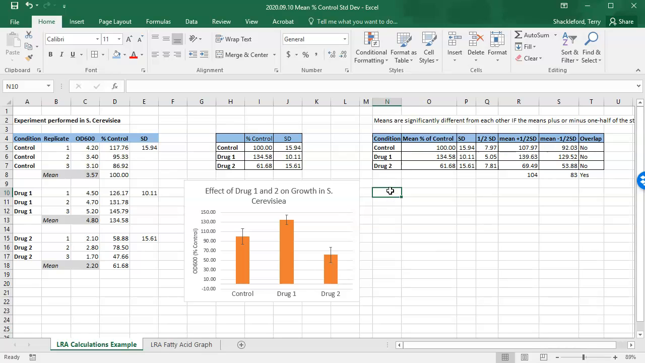Now later, we'll be able to talk about statistical tests that will tell you 100% for sure, or pretty close to for sure, if you would know if drug 1 or drug 2 were statistically significantly different from the control. But this is a good way for us to kind of find out.